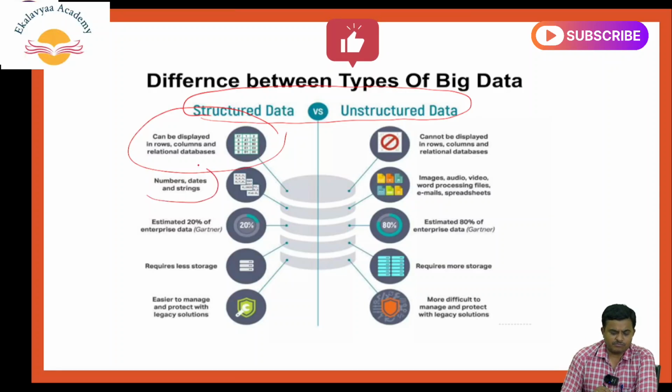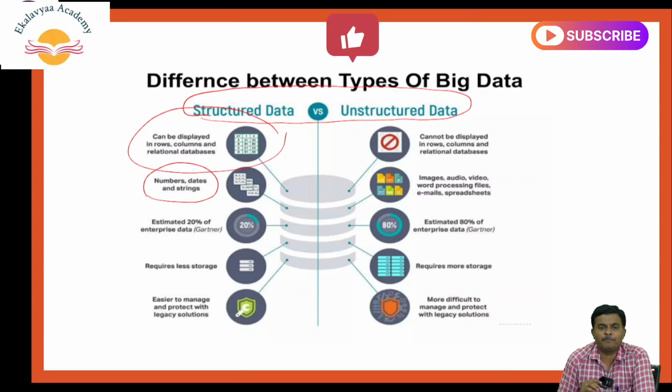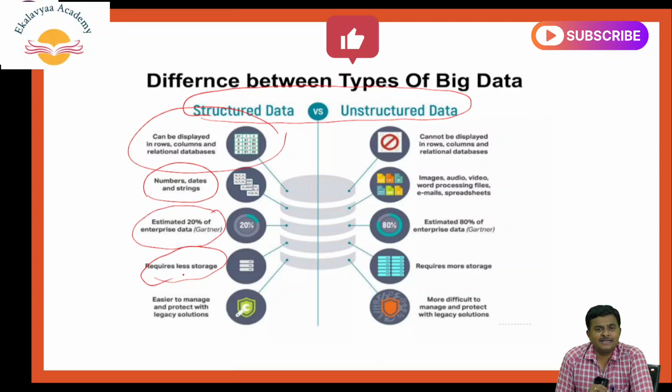So big data supports structured data which is maintained in RDBMS. And then numbers, dates, and strings also come under structured data. So whenever you have purchased something or a person visited some place based on a date, it can be correlated. Next, it is estimated to be 20% of enterprise data. The advantage is it requires less storage when compared to unstructured data, and it is easier to manage and protect with legacy existing solutions. So this is structured data.